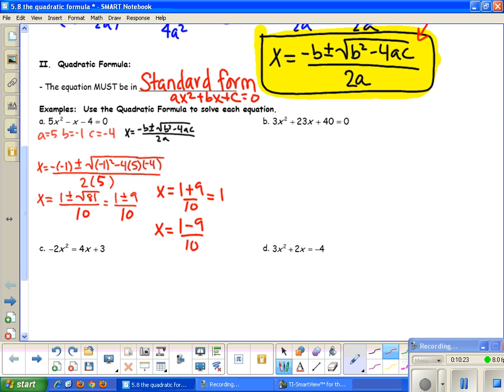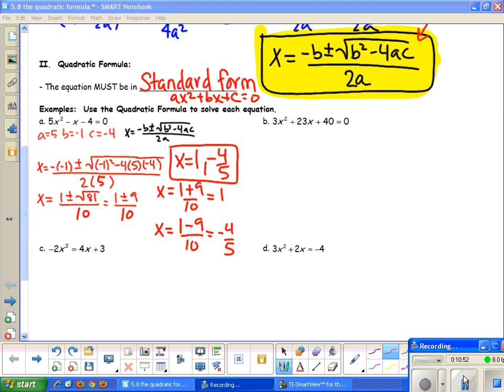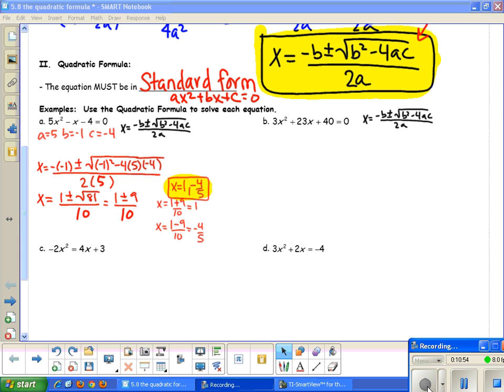value of 1. And then here we have 1 minus 9, which gives me negative 8 over 10, and negative 8 over 10 reduces into negative 4/5. So that means my two solutions are going to be x equals 1 and x equals negative 4/5. And that's what I would write down. Now, if you had a root in your equation or something else, then you could just simplify it and then write your two answers.